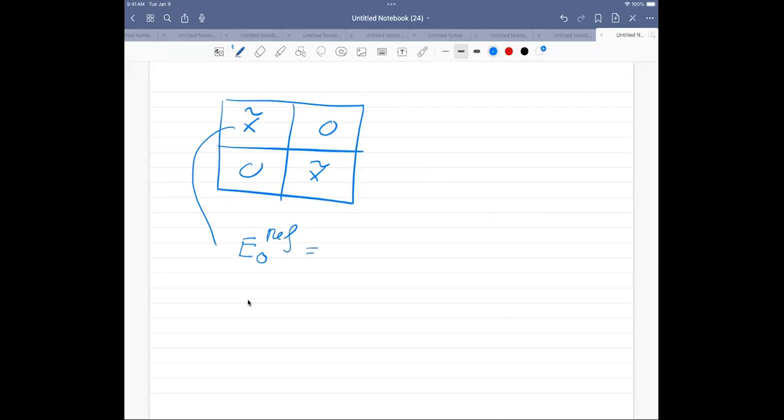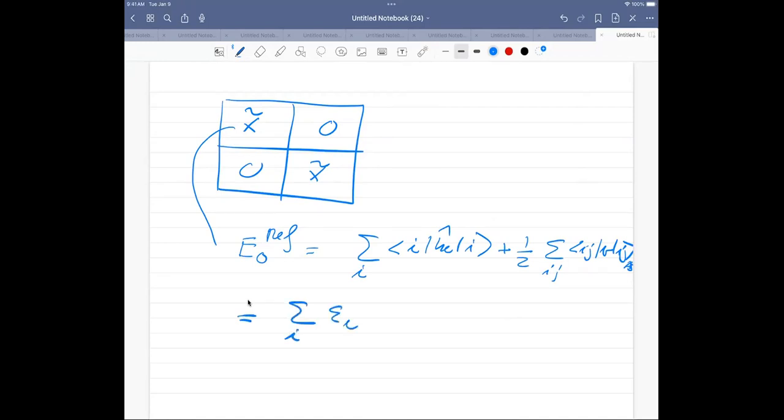And that is simply going to be given by the following expression, which we also derived yesterday. So we will have the sum over i of ⟨i|h0|i⟩ plus 1/2 the sum over ij, states below the Fermi level, of ⟨ij|V|ij⟩ anti-symmetrized. And this is the same as what we showed yesterday, the sum over i of ε_i Hartree-Fock minus 1/2 the sum over ij of the same matrix element, anti-symmetrized. So that's the new reference energy.